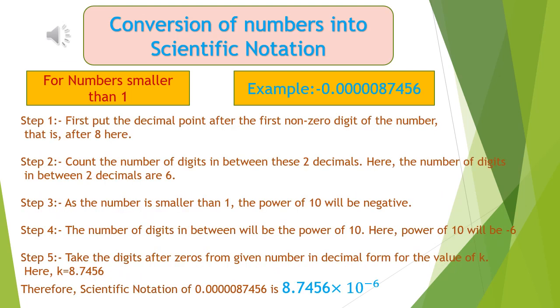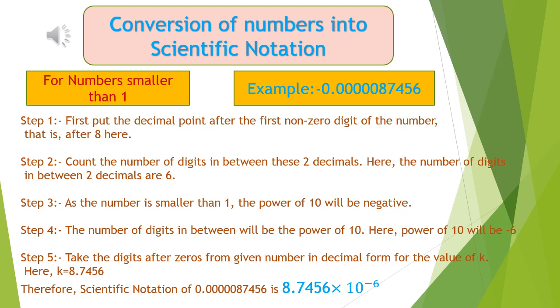Now we will do our conversion in the same manner but for a number that is smaller than 1. The number I am taking is 0.000005 zeros and then 87456. Now step number 1 is first put the decimal point after the first non-zero digit of the number.